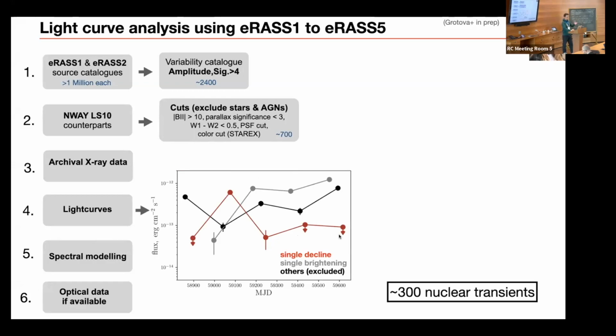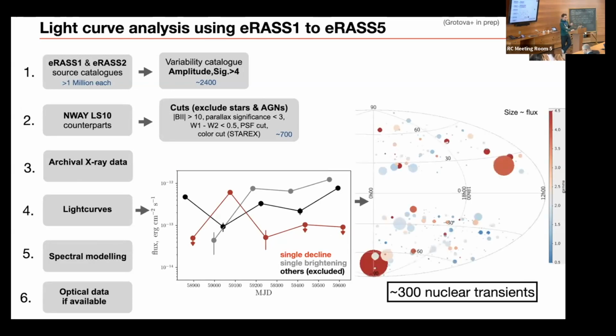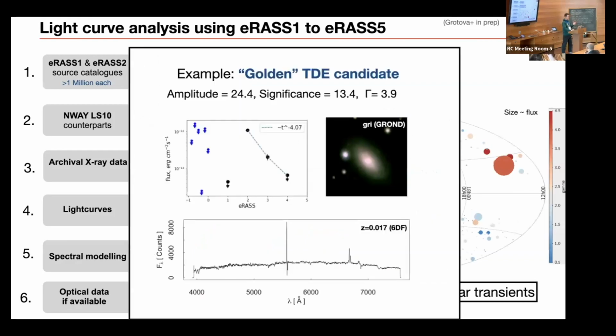And when she does this, selecting only systems within eRASS1 and eRASS2, which is about 300 nuclear transients, she then applies just the distribution of the whole sky. She then applies a series of stringent cuts on what you think is a TDE. So if you say, okay, I'm only selecting sources with photon indices greater than 3, with a single decline in the light curve, like this.